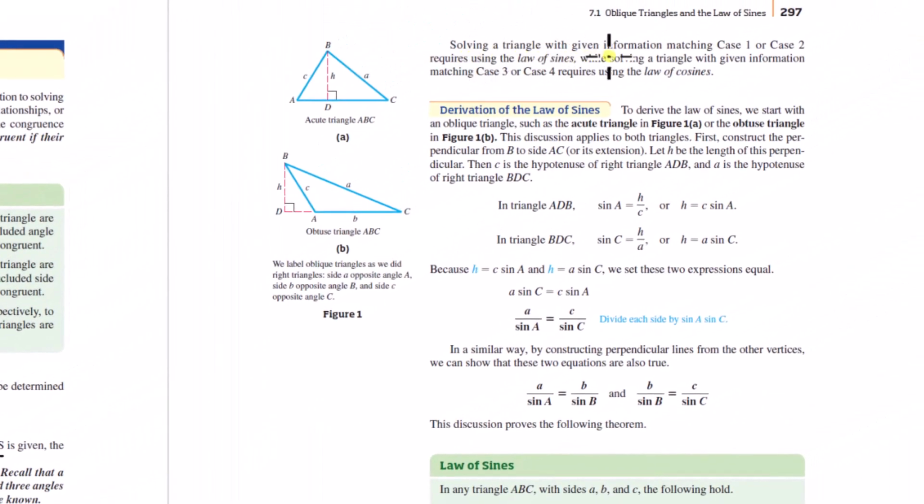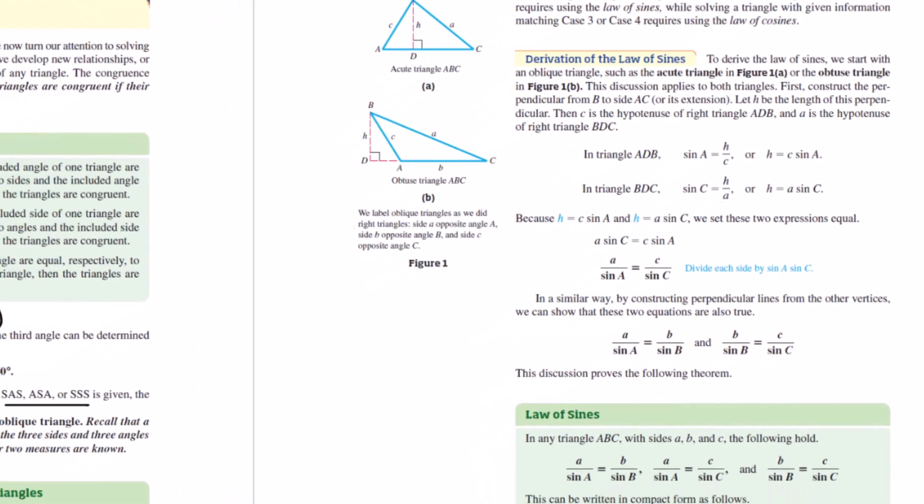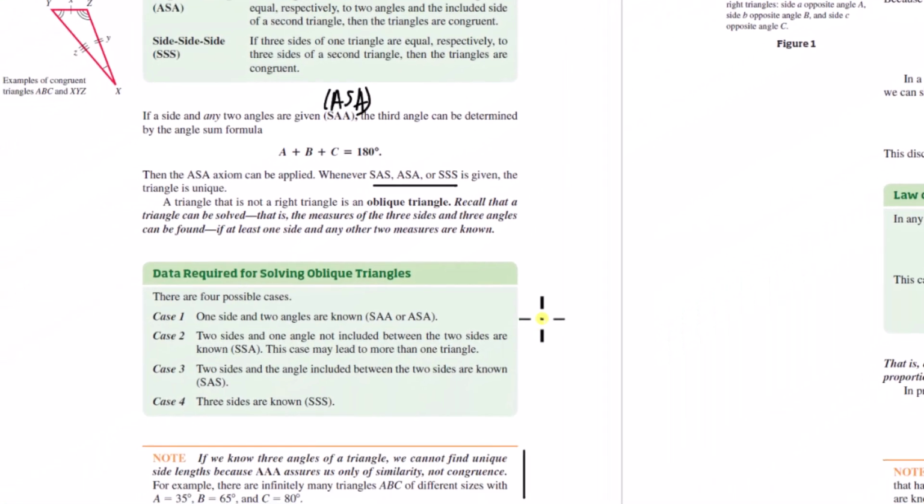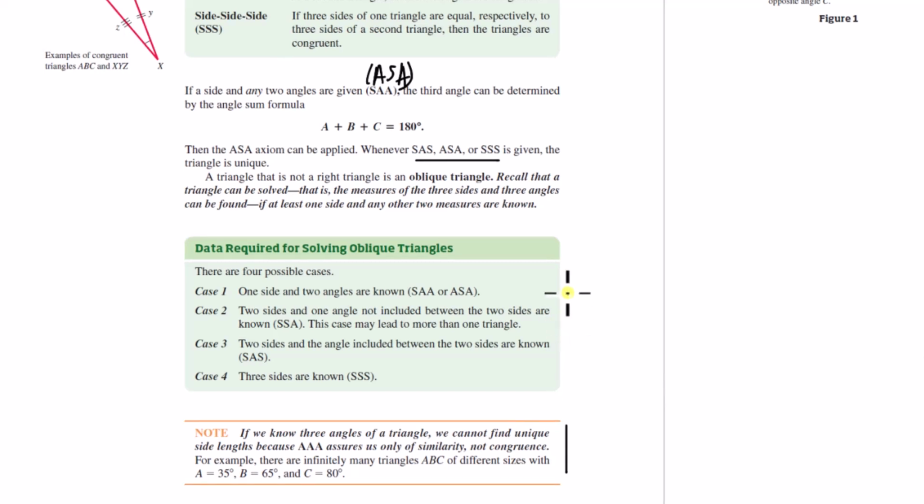Solving a triangle with given information matching case 1 or case 2 requires using the law of sines, while solving a triangle with given information matching case 3 or 4 requires using the law of cosines. Okay, so if we come back here, the case 1 and case 2, we're going to use the law of sines. And in the next section, this is the ambiguous case of the law of sines. That's the title of the next section.